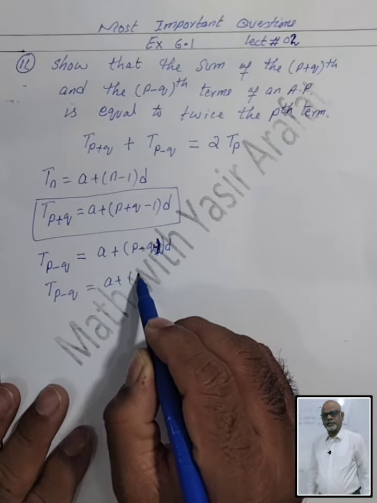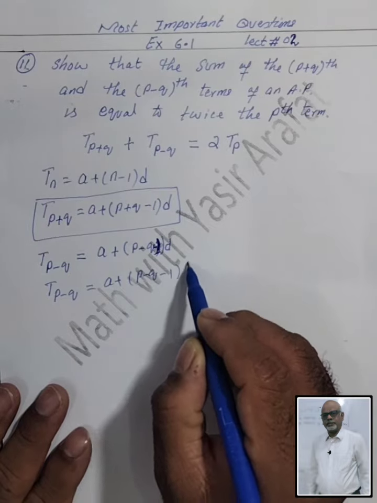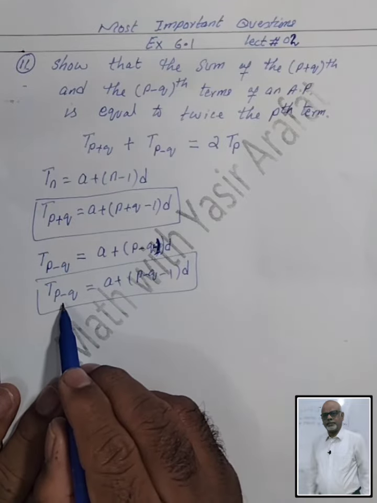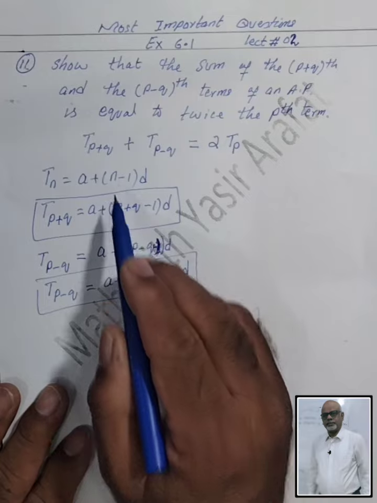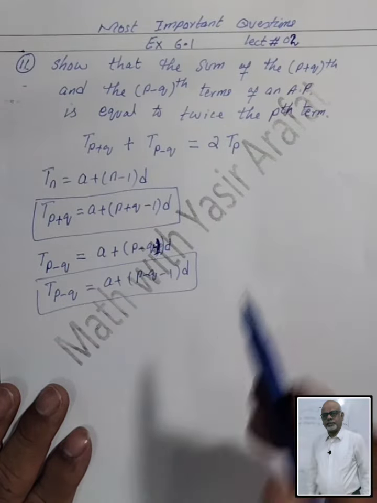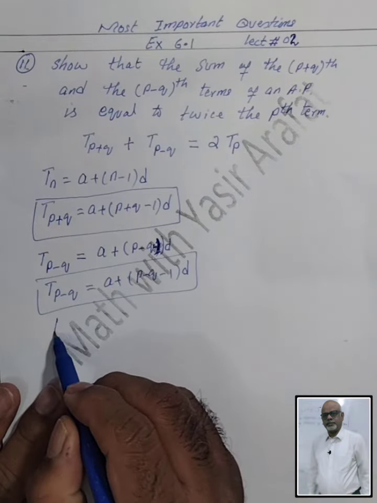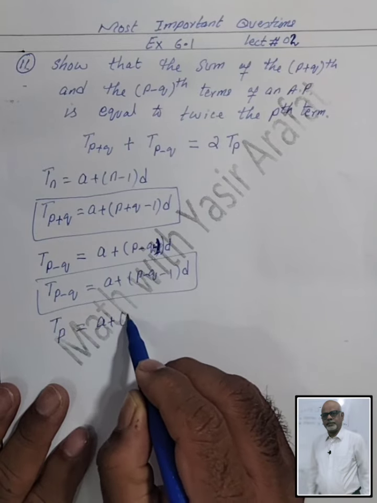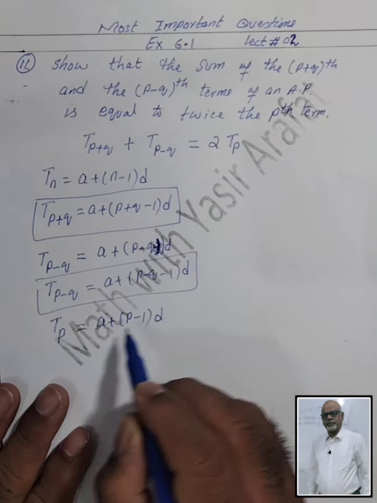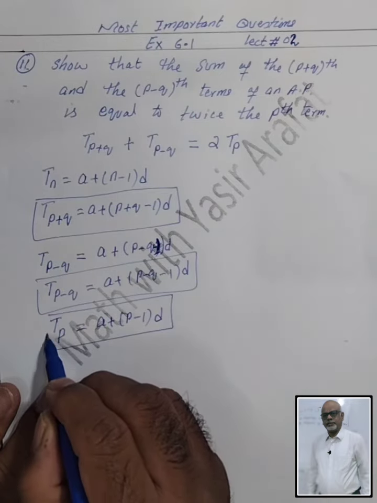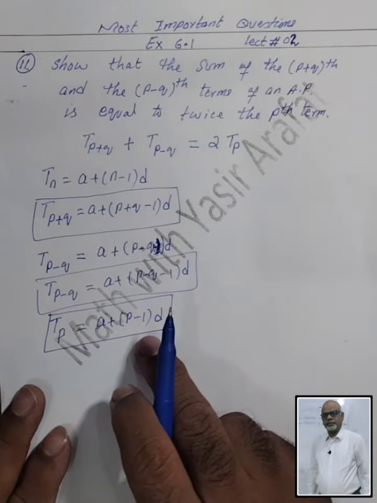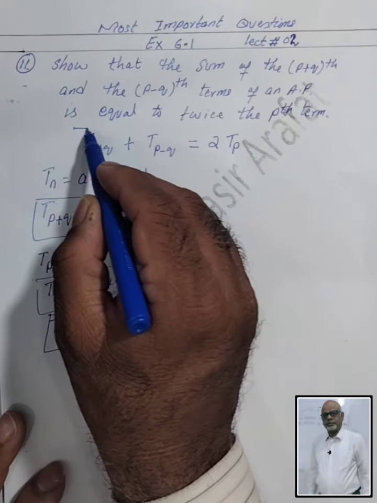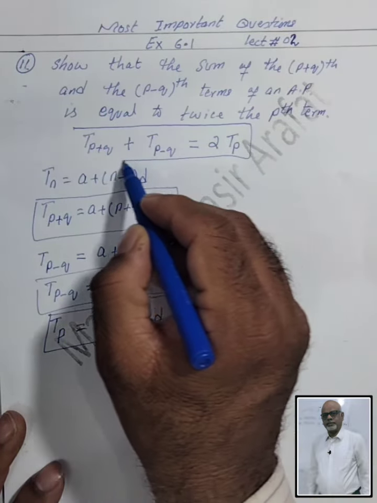So T(p-q) is a plus (p minus q minus 1) into d. The value of n is p minus q, and the formula is n minus 1, so it is p minus q minus 1. And we have to find out Tp. So Tp will be equal to a plus (p minus 1) into d. These are the results which we have to use here. Now we have to prove this equation, the required result.